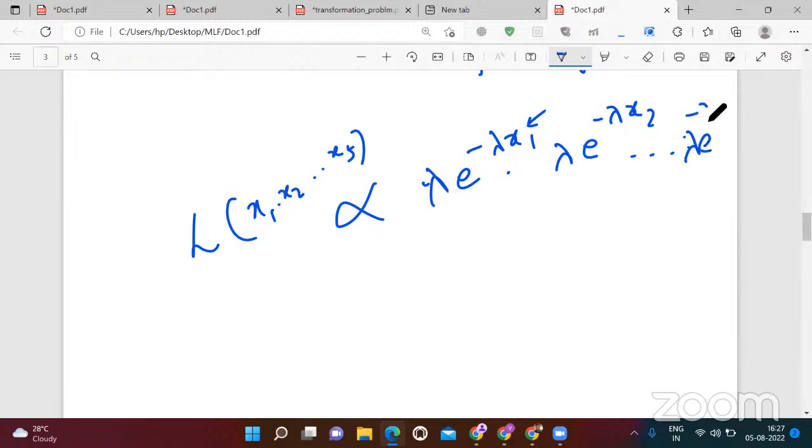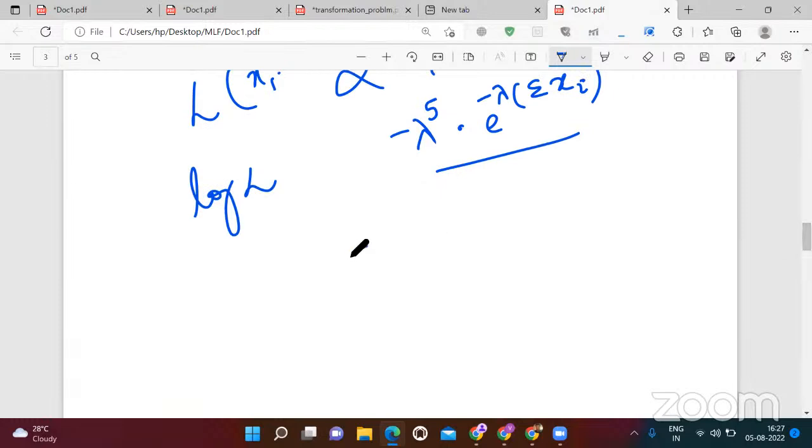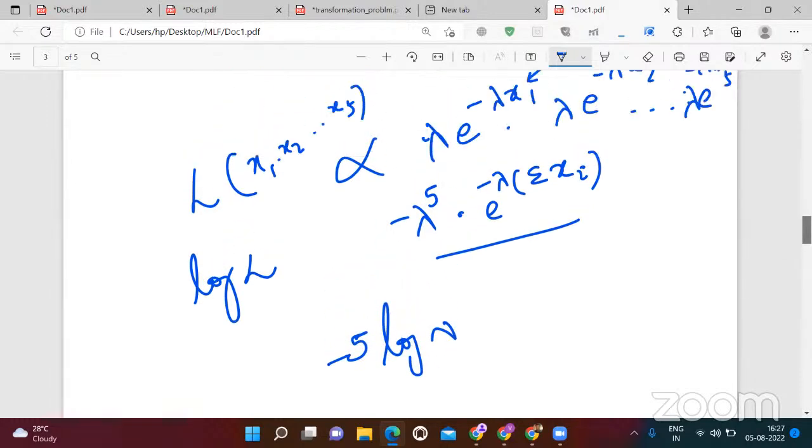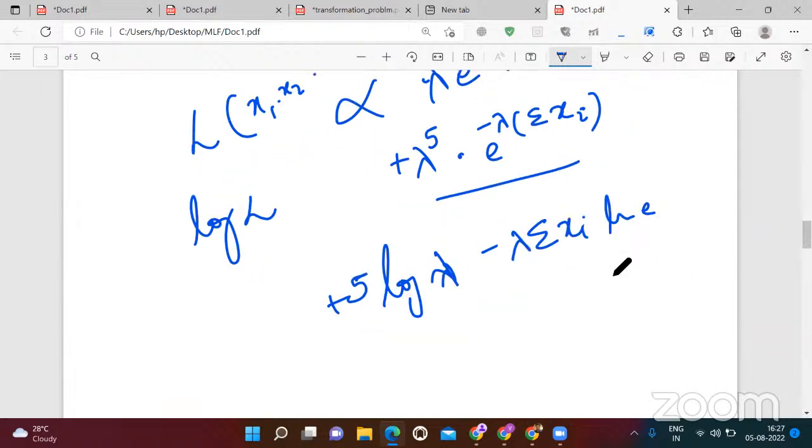Similarly, till lambda e to the power lambda x5. So lambda to the power 5 into e to the power minus lambda, summation of all the x. If you take the log, log L, you can take the log here also. So 5 log lambda, positive here. Lambda minus lambda summation of xi ln e. Ln e is what? 1. So equals to 0.